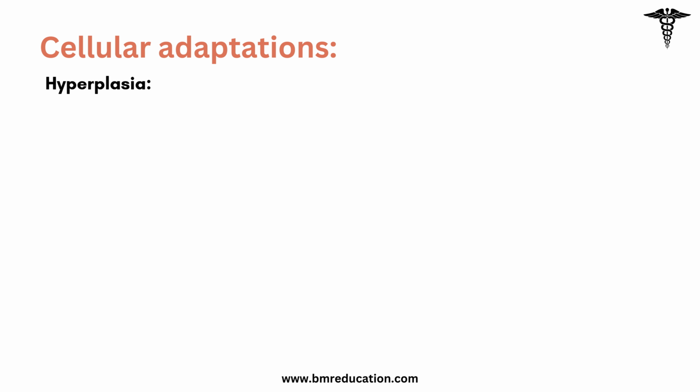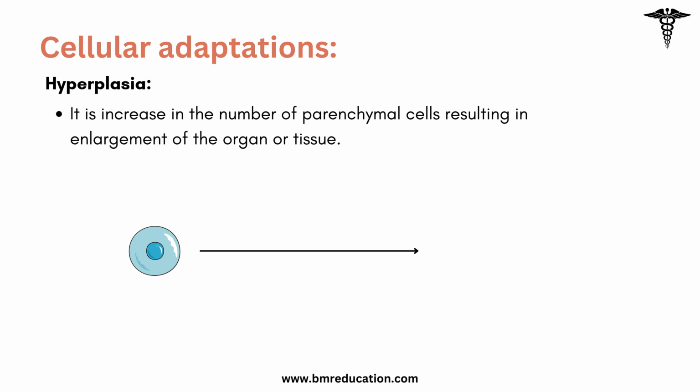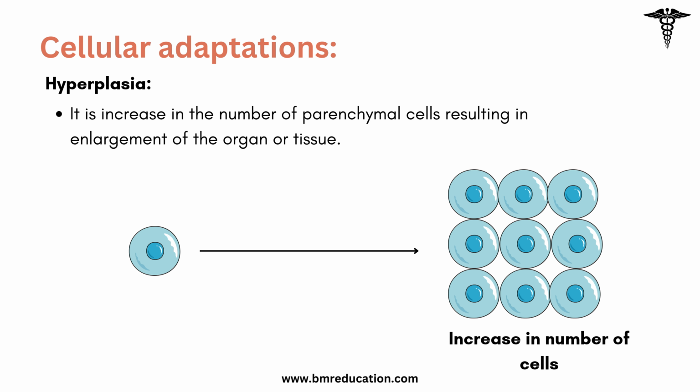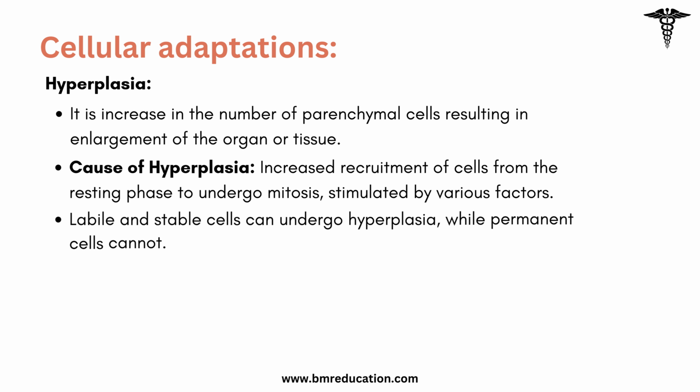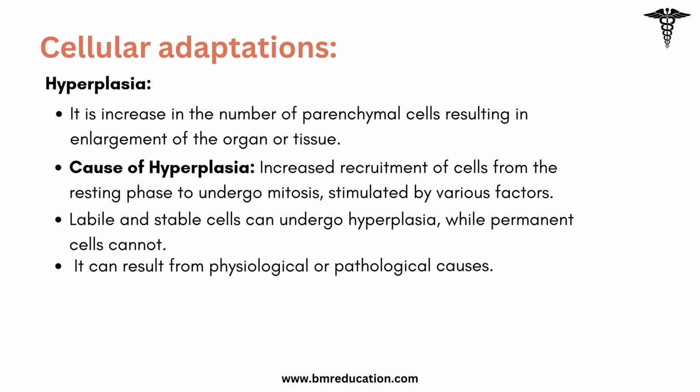Hyperplasia. It is increase in the number of parenchymal cells resulting in enlargement of the organ or tissue. The cause of hyperplasia is increased recruitment of cells from the resting phase to undergo mitosis, stimulated by various factors. Labile and stable cells can undergo hyperplasia while permanent cells cannot. It can result from physiological or pathological causes.